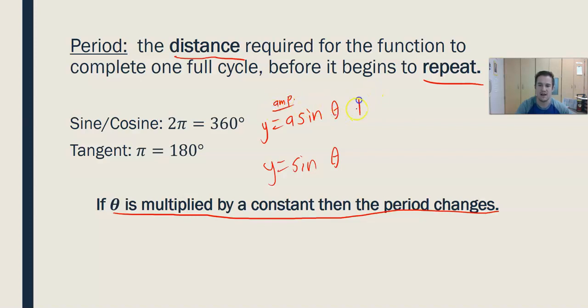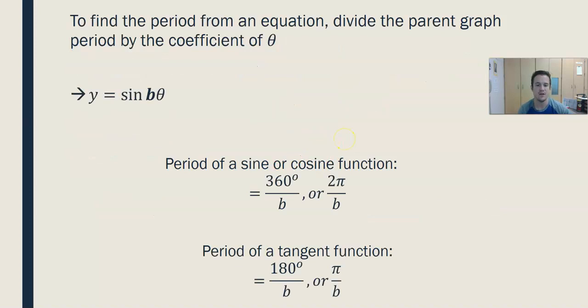We talked about how if I added a constant on the outside here, that would change the midline or the vertical shift. Now, if theta is multiplied by a constant, call it b. So if theta in the actual sine function is multiplied by a constant, then the period changes. So we've talked about amplitude changes, midline changes. Now, if theta is multiplied by a constant, we're going to be talking about a period change. Okay, so to find the period from an equation, previously it's been pretty easy to find the midline and to find the amplitude. This is going to take a little bit of an extra step.